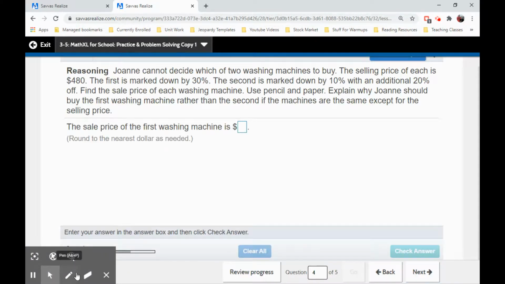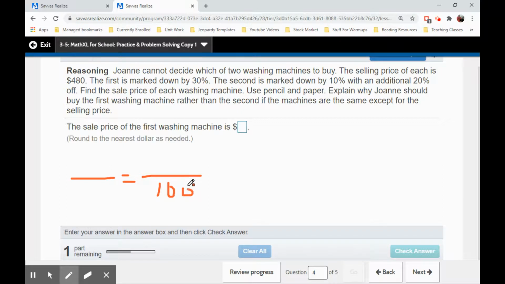Number 4. Okay. Now on this one, I'm going to have to draw 2 or 3 of these here because let's deal with the first part first.